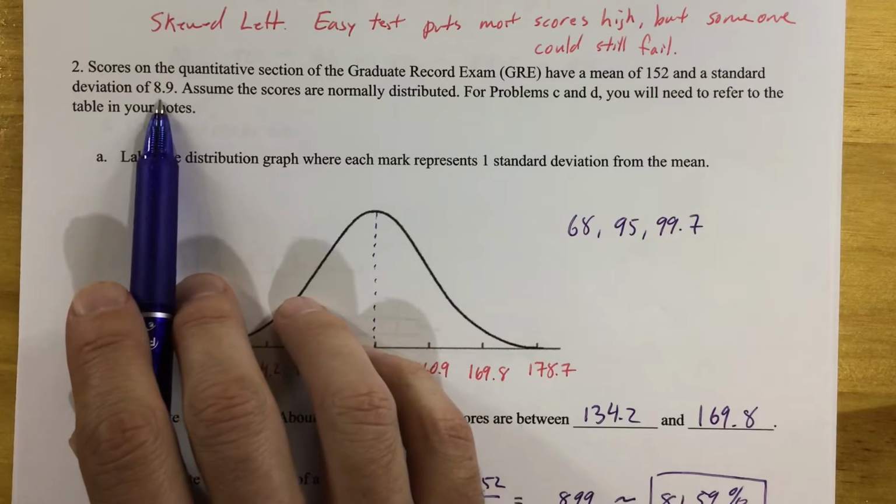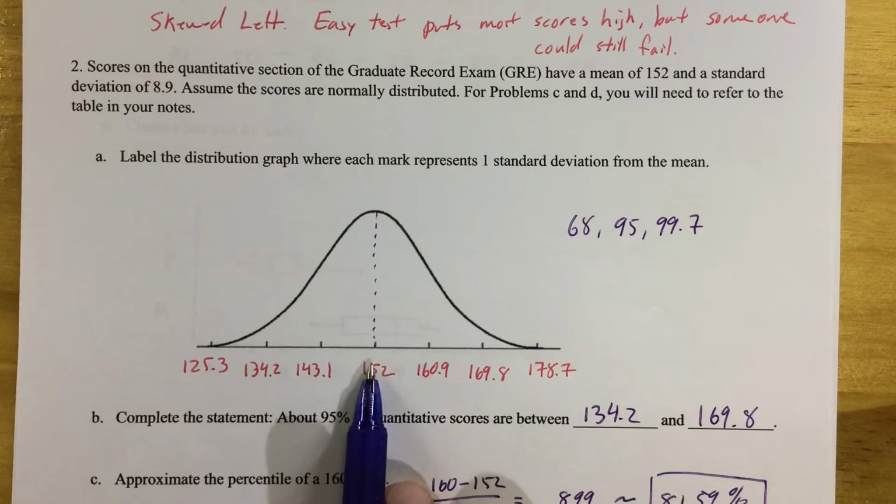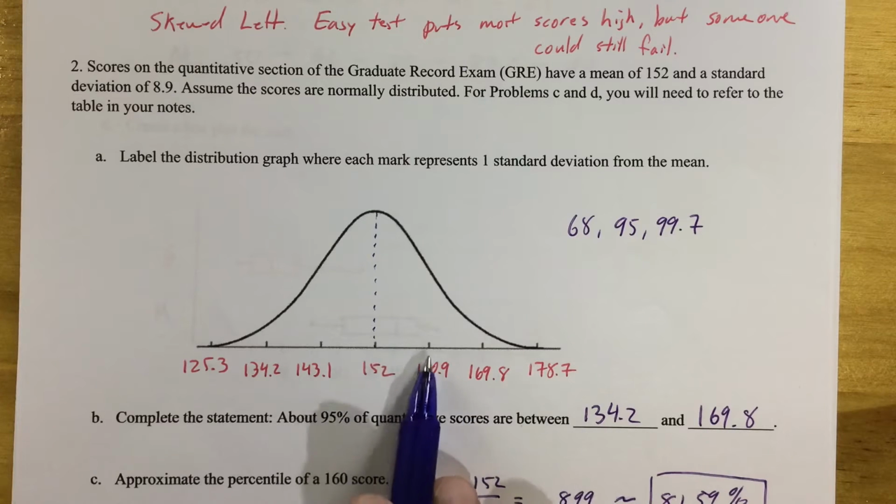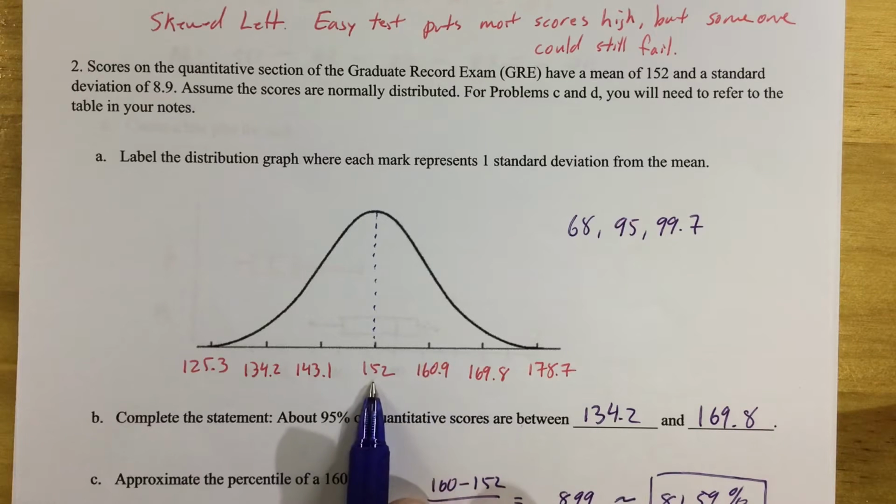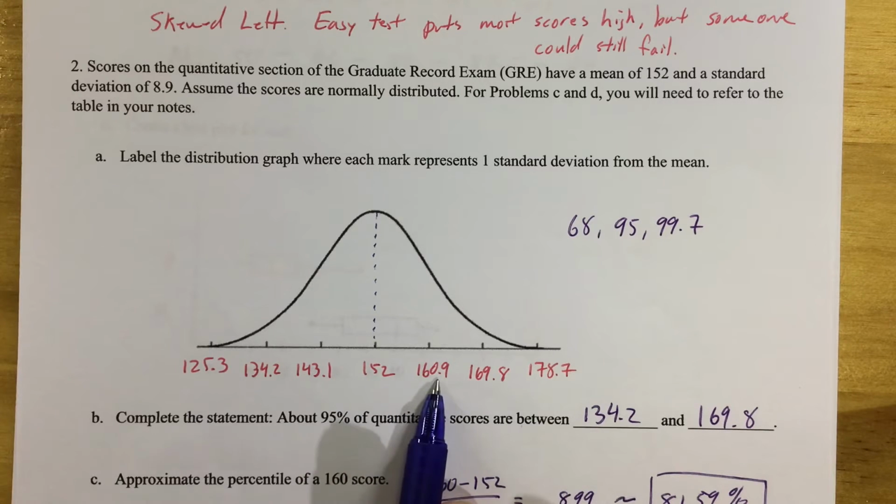The 8.9 is your standard deviation. You're going to add 8.9 to the right to create all these increments. So every time you see a little mark here, that is going to represent a standard deviation. Okay, so if we increase 152 by 8.9, we get 160.9. That takes you out one standard deviation in the higher end.